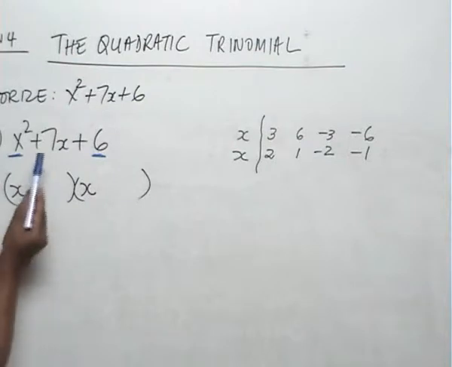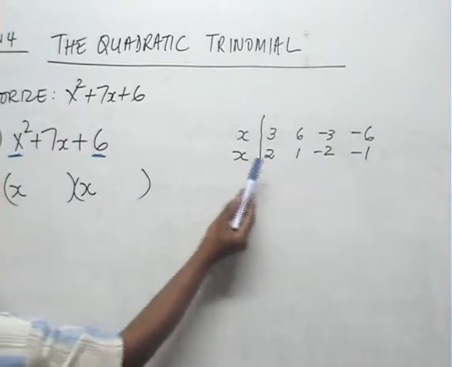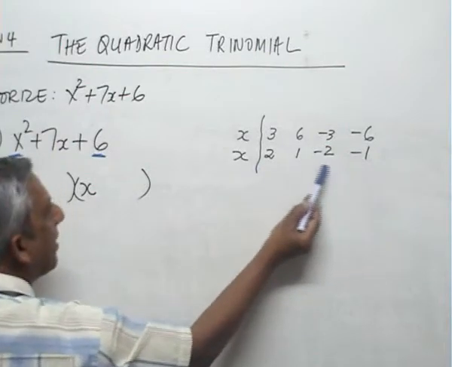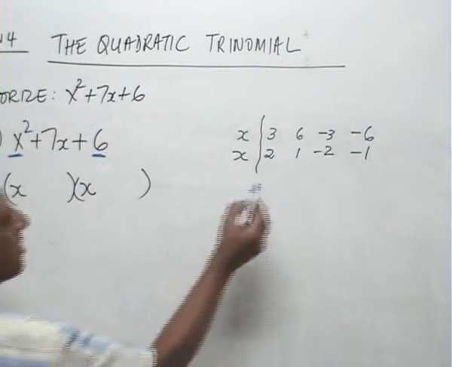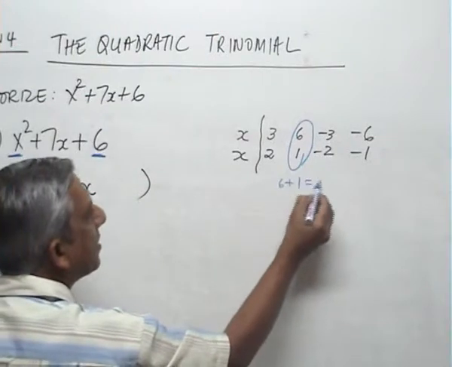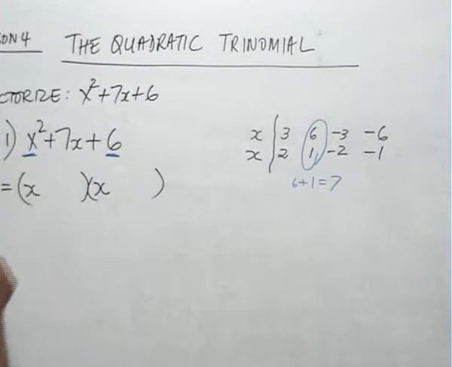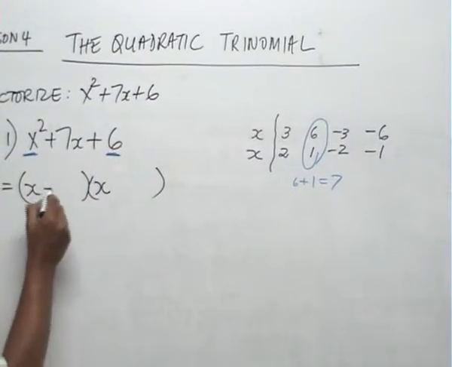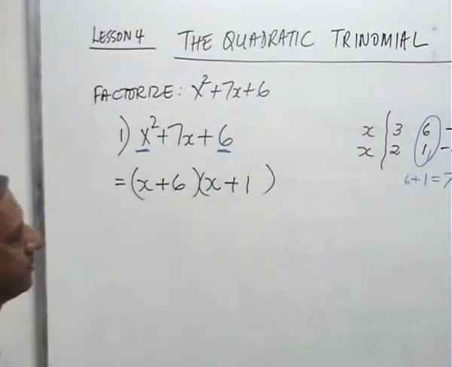I'll repeat. Look in the middle, then look there and ask, which pair from there, when added, will give me 7? So it's obvious that this one here, 6 plus 1, is going to give you 7. So that's the pair that is going to solve my problem. So I'll write x plus 6, x plus 1. So that's factorized now.